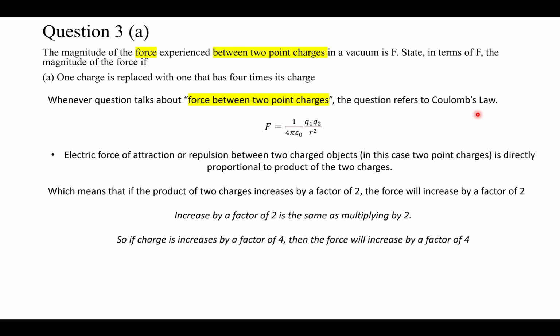So if charge is increased by a factor of 4, then the force will increase by a factor of 4, or in other words, multiplied by a factor 4. So here we can write it down as, in other words, force multiplied by 4 equals 4F. Okay, that's the correct answer for part A.